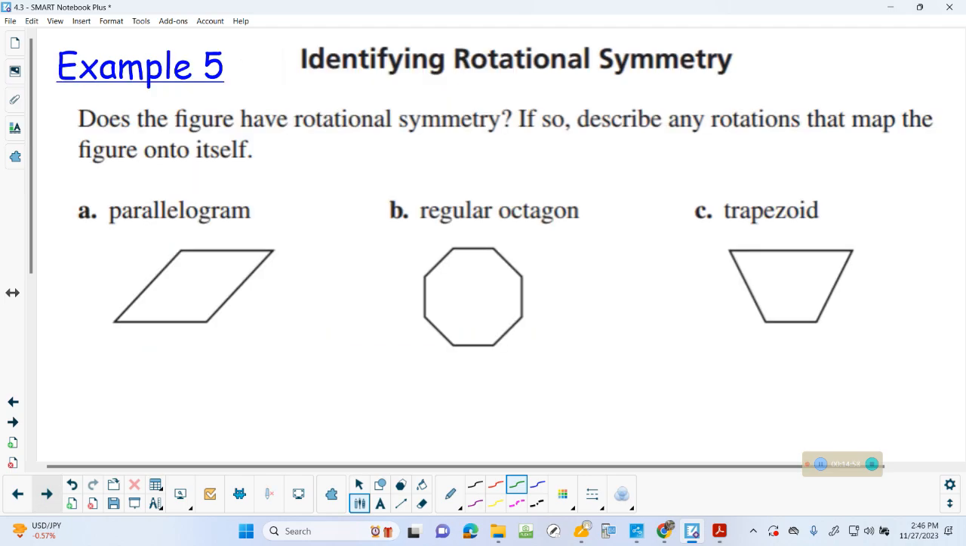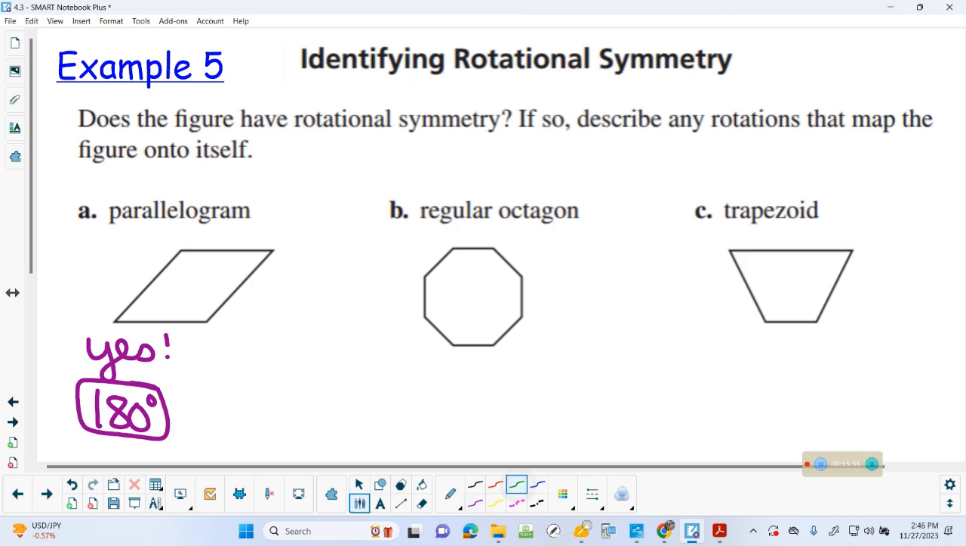All right, let's look at the picture, see what we can do. Does the figure have rotational symmetry? If so, describe, let's do it in purple, any rotations that map it onto itself. Well, I'm going to tell you this does have rotational symmetry. The question is, either direction, how many degrees would I have to spin it to have it be the exact same picture? I heard it, 180. If you rotated a half circle, and I don't have to go any further than that.